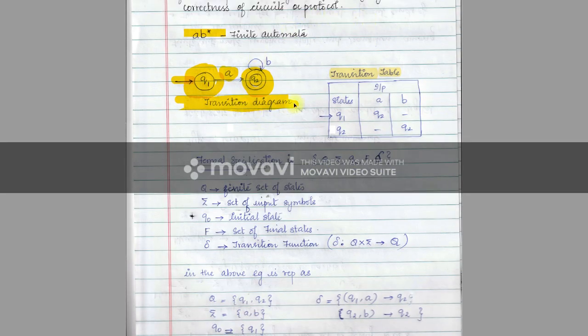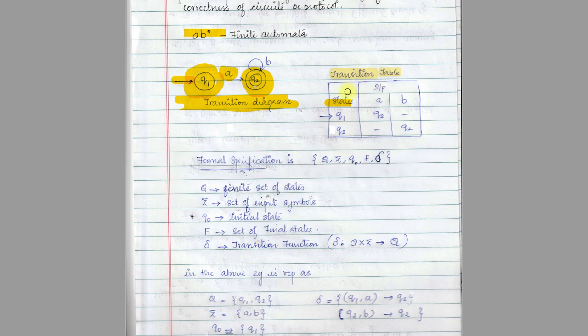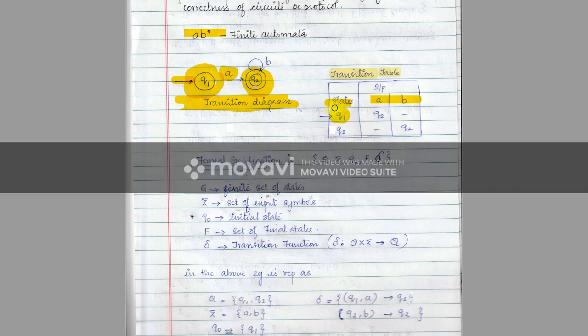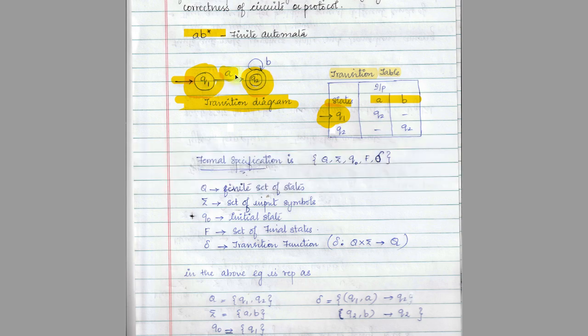Now, how do we map the transition diagram to a transition table? I have got states on the vertical, and horizontally we have inputs A and B. The initial state Q1 is represented with an arrowhead. From Q1, with input symbol A, my arrowhead is moving to Q2, and I don't have any transition with respect to input symbol B, so I just leave it blank.